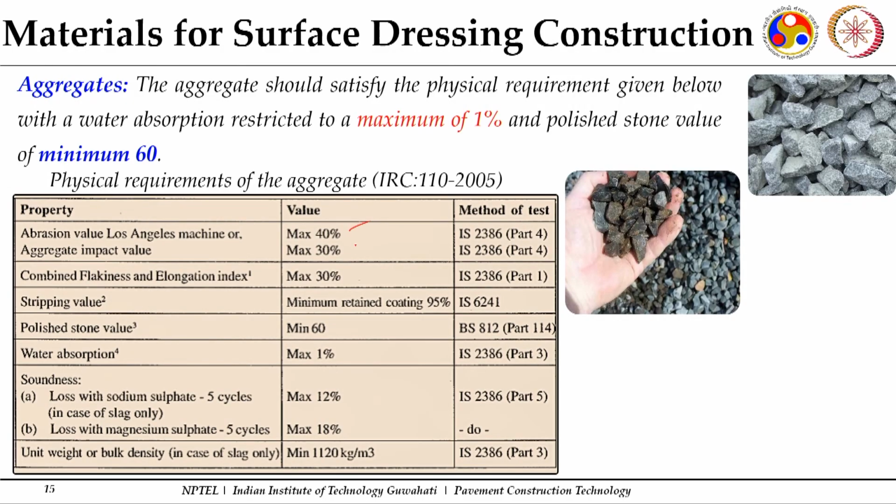Now, the aggregates or the stone chips which are to be used need to be ensured for their physical characteristics. These are the requirements which are given, as per IRC 110 2005, which states aggregate impact value, abrasion value, combined flakiness and elongation index, stripping value also, and polished stone value. When they are used as a wearing course, they are recommended to have a polished stone value of at least a minimum of 60, which in some of the cases we have seen in dense graded mixes is mentioned as 55. Here the requirement is 60 in the case of surface dressing to offer good skid resistance, and the water absorption of this aggregate should be less than 1%.